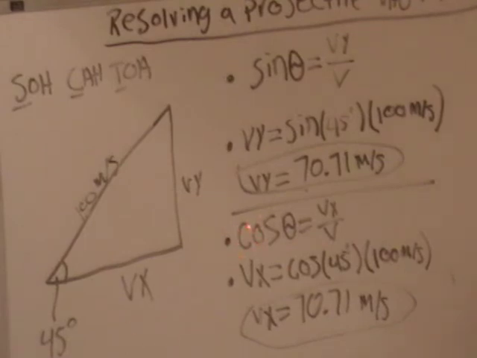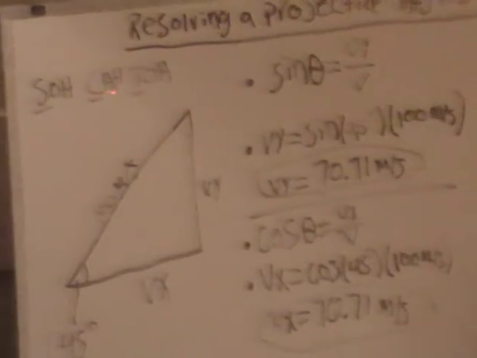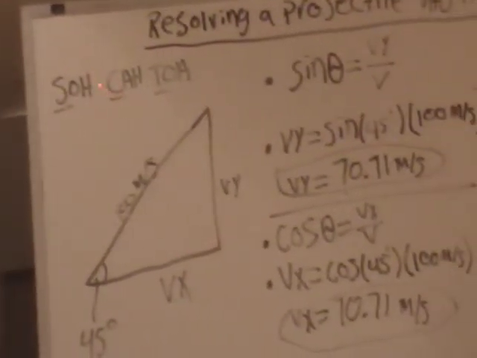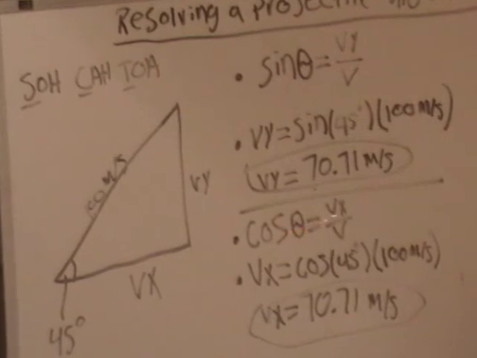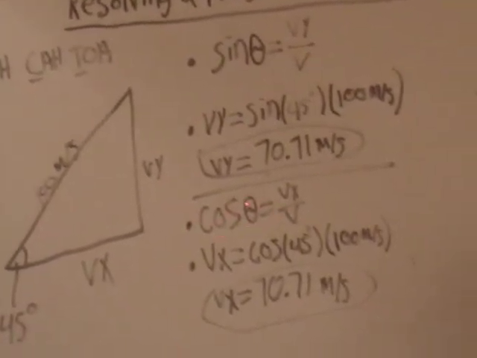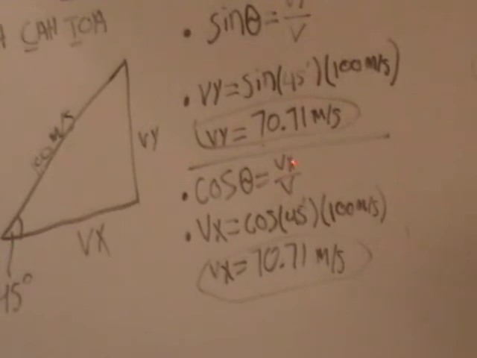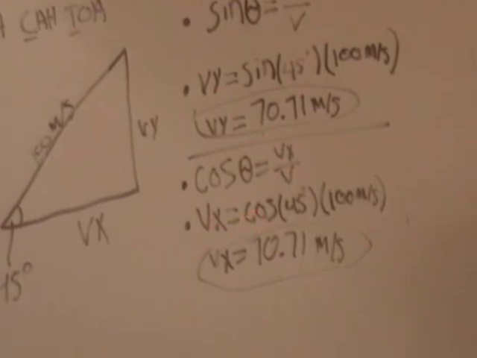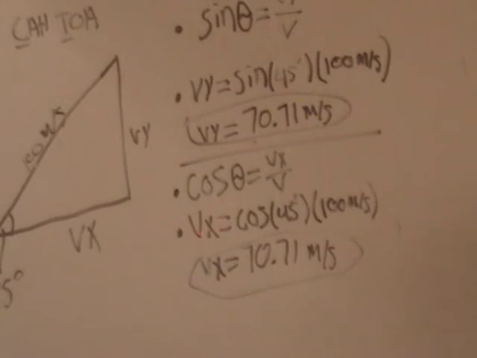We're just using a different ratio. If you look up here at the CAH, we see our cosine is equal to our adjacent over our hypotenuse. Again, I drew out the equation. The cosine of our angle is equal to the adjacent, which is our velocity in the X direction, divided by our hypotenuse, which is the velocity. Go down a step, I just plug in the numbers at this point. Our velocity in the X direction is equal to the cosine of our 45-degree angle times our 100 meters per second. And again, we get our velocity in the X direction is equal to 70.71 meters per second.